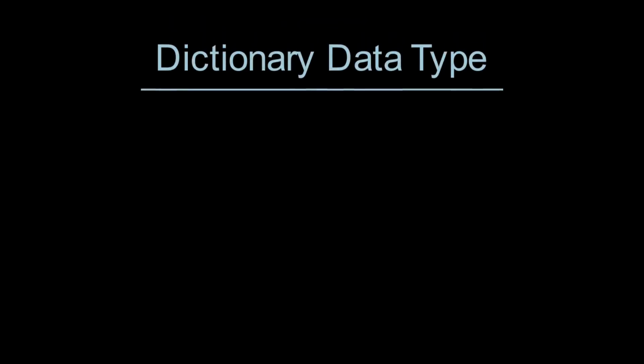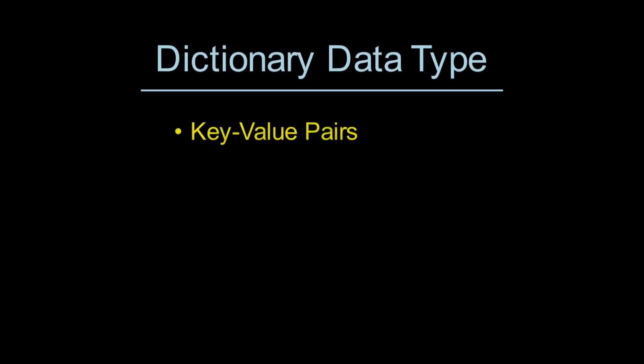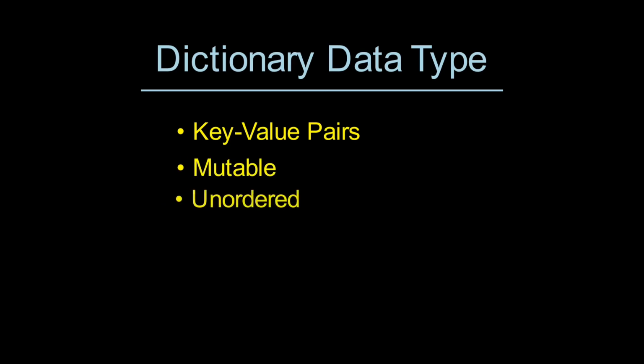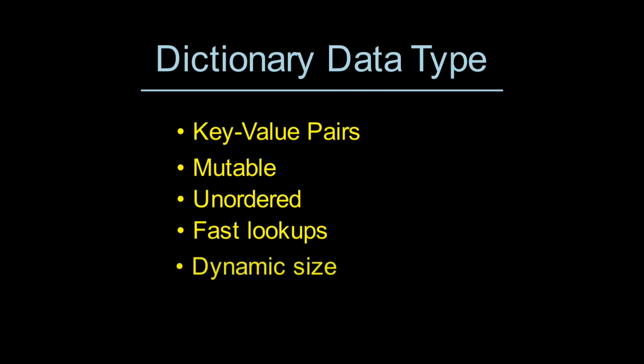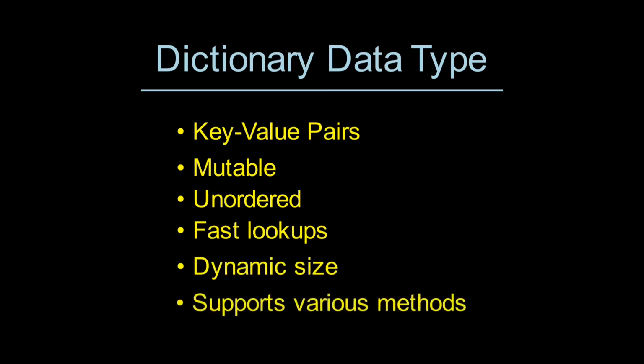Let's explore dictionaries, which store data in key-value pairs. Here are the key features that make dictionaries so useful. They store data as key-value pairs, like real dictionaries. They are mutable, meaning we can modify them after creation. They provide extremely fast lookups using hash tables. Their size can grow or shrink dynamically, and they come with many built-in methods for data manipulation.